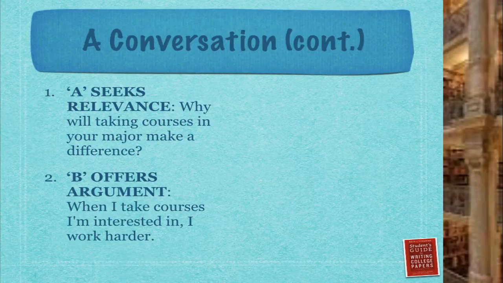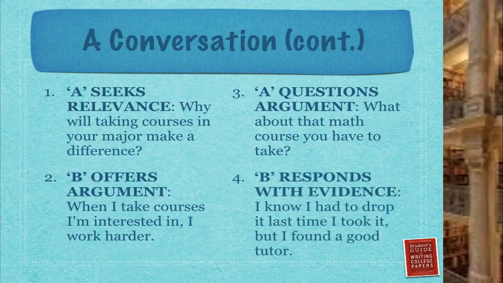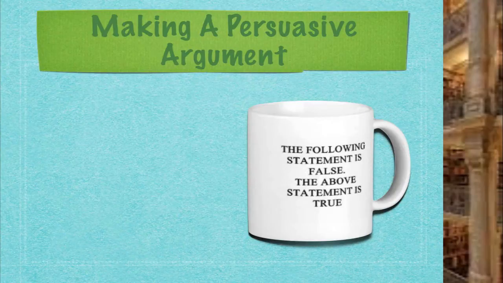But now A still has a question about that argument. What about that math course you have to take? B responds with evidence. I know I had to drop it last time I took it, but I found a good tutor. So here again, you can see just in a normal daily conversation how we use reason and evidence and how we interact with that in a casual, normal way to get our point across and to persuade somebody of something important to us. And that's exactly what you're doing with a paper. You're trying to make a persuasive argument.